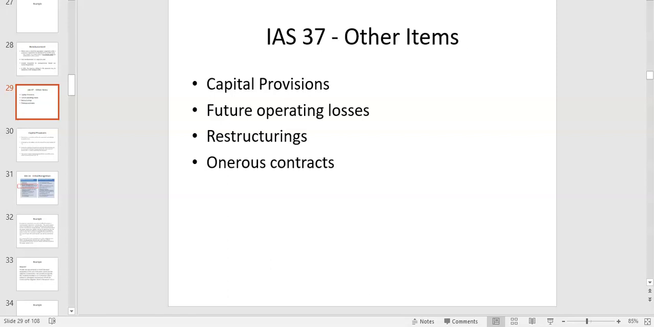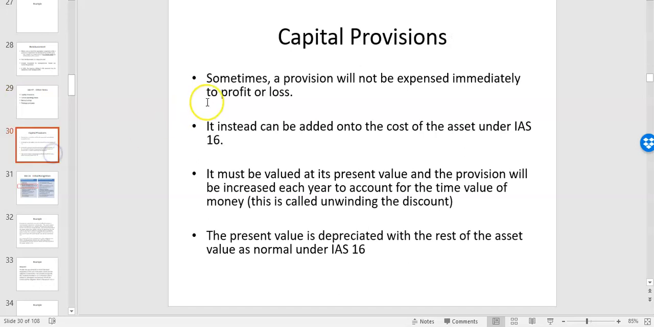In this recording, we're going to finish off IAS 37 by looking at some of the more particular or applied areas of IAS 37 in terms of common business scenarios. So the first one we're going to look at is capital provisions.